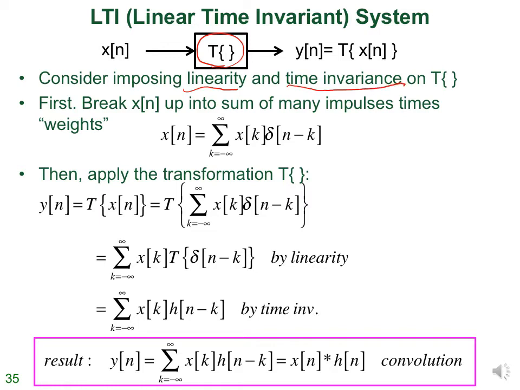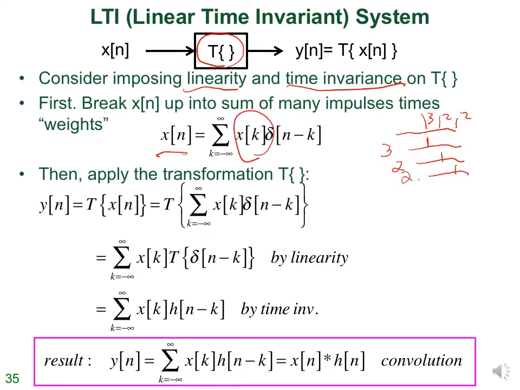The second thing is we're going to view x of n as the sum of a bunch of delta functions. If we have some x of n, let us say it is 3, 2, 2, we can view that as the sum of three delta functions at each of the delays. This one's multiplied by 3, this one's multiplied by 2, this one's multiplied by 2. So this is the multiplier, and these are the delayed delta functions.